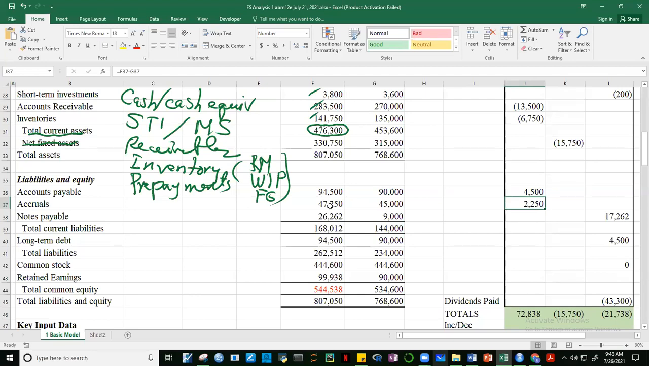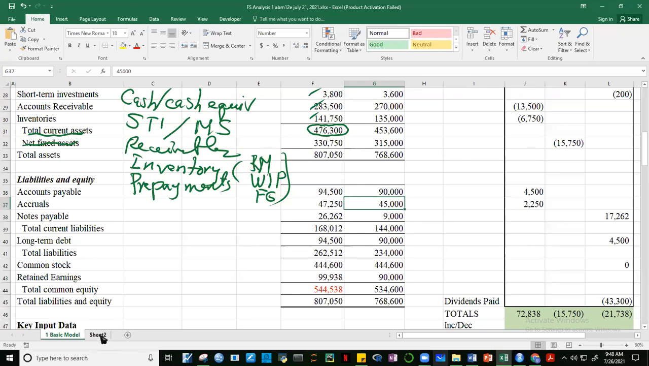Pero i-analyze natin, ha. Accruals, guys, anong account si accruals? Is it asset, liabilities, or equity? Accruals are expenses already incurred but not yet paid, no? So, ibig sabihin yan, guys, ano siya? Utang siya, no? So, it's a liability, no? Tapos, anong rule natin? Tumaas yung liability, di ba? Right? So, parang umutang tayo, nadagdagan yung utang natin.